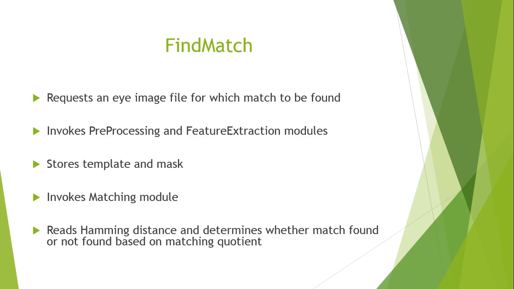The find match module requests an input image for which the match has to be found in the database. And once the image has been provided, it invokes the pre-processing and feature extraction modules to do the same operations just once for the current image. It stores the template and mask temporarily, not in the database, somewhere else, so that it could be compared. And then it invokes the matching module, and the matching module calculates the Hamming distance and tries to find the template with the minimum Hamming distance.